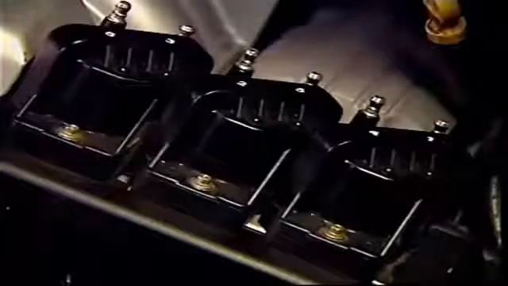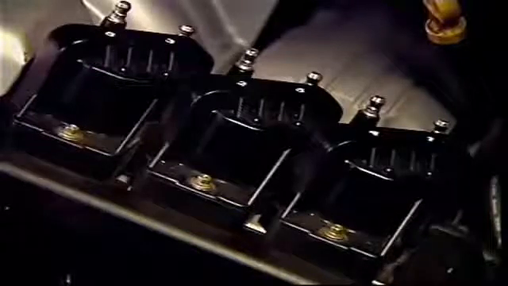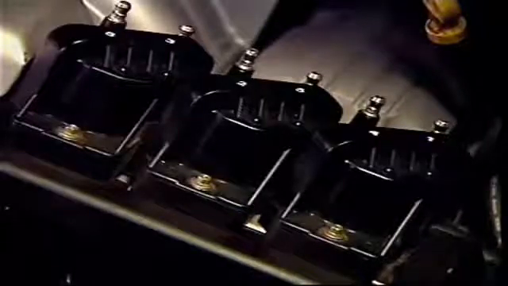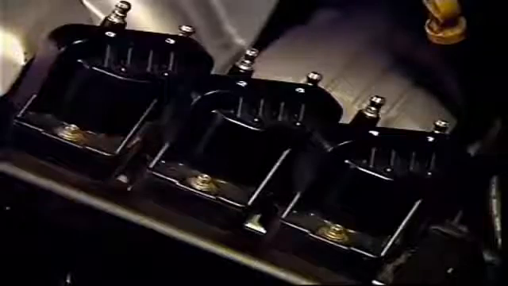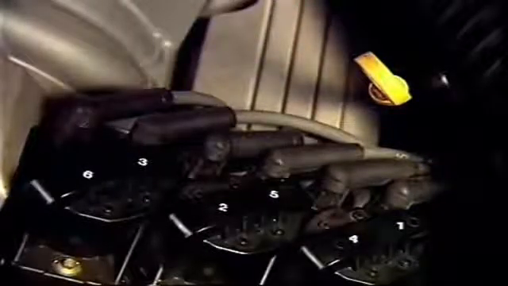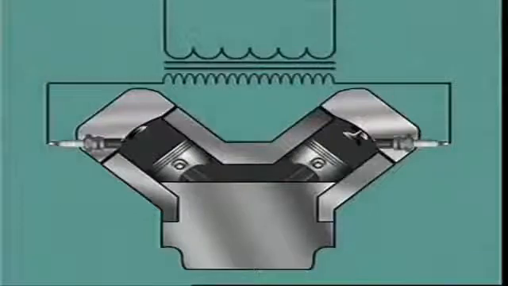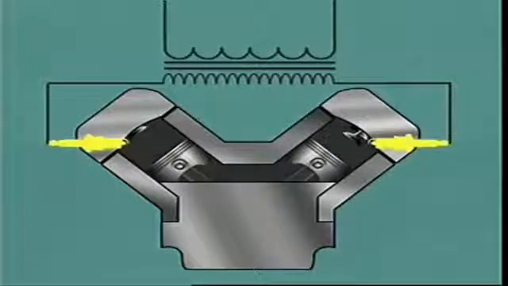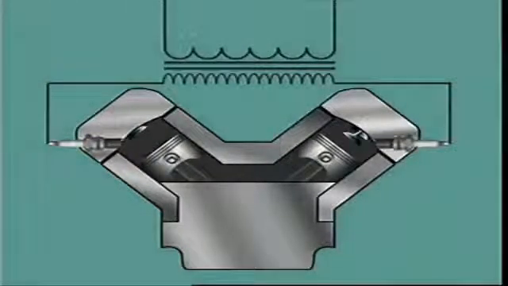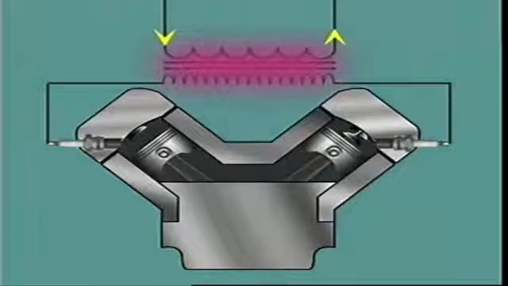In a waste spark system for a 6-cylinder engine, 3 ignition coils, each with their own primary and secondary windings, are combined to form one coil pack. Each ignition coil serves 2 cylinders, with each end of the secondary winding attached by a high tension lead to a spark plug. These 2 plugs are on companion cylinders, that is, cylinders where the pistons reach top dead center at the same time.